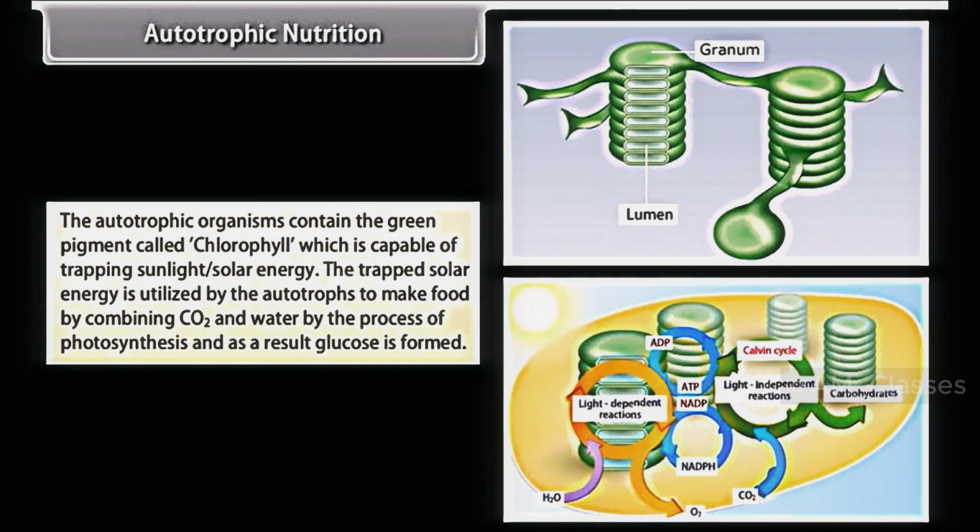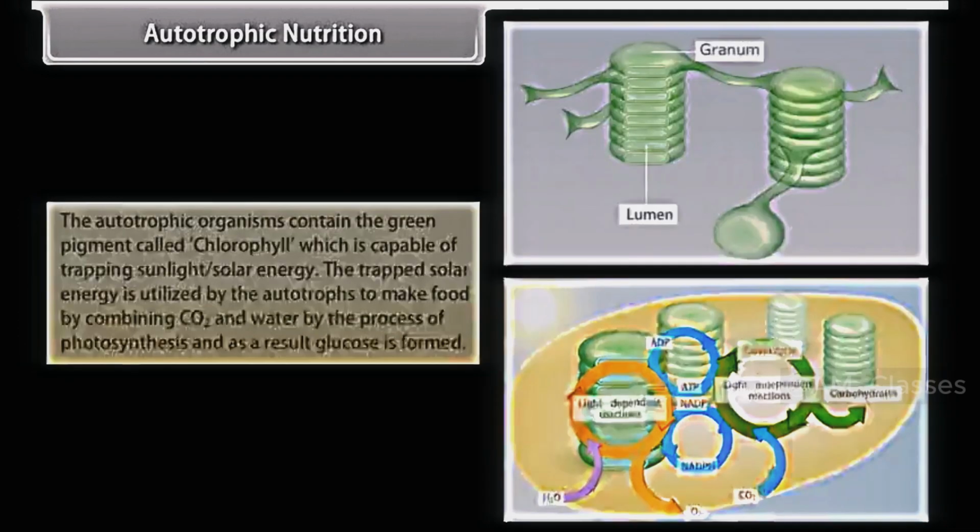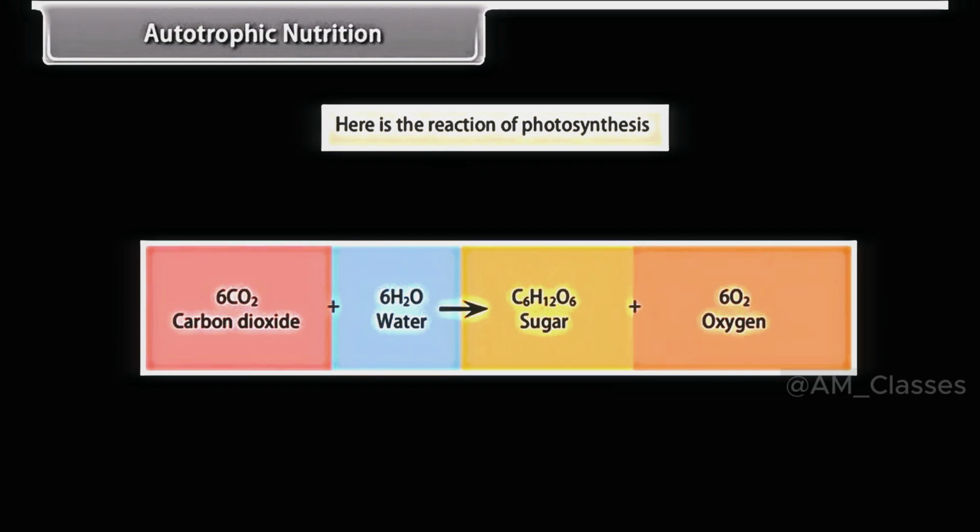The autotrophic organisms contain the green pigment called chlorophyll, which is capable of trapping sunlight, solar energy. The trapped solar energy is utilized by the autotrophs to make food by combining CO2 and water by the process of photosynthesis, and as a result, glucose is formed. Here is the reaction of photosynthesis.